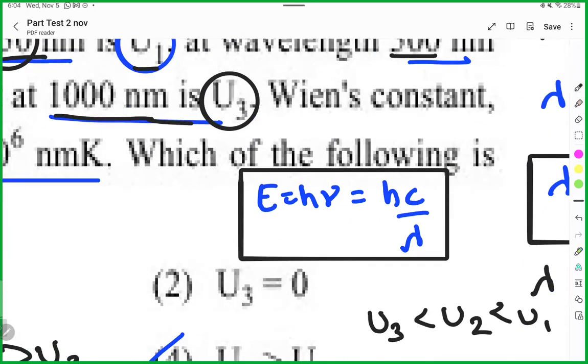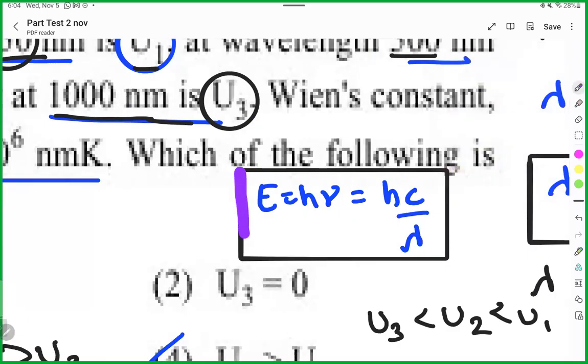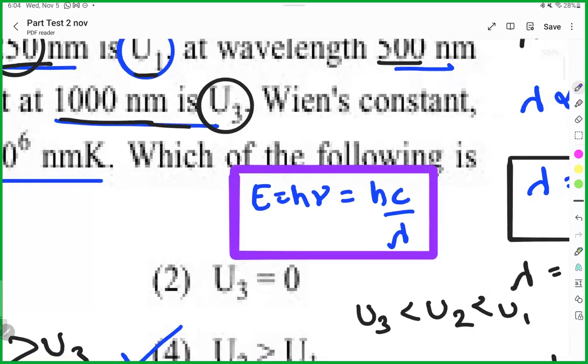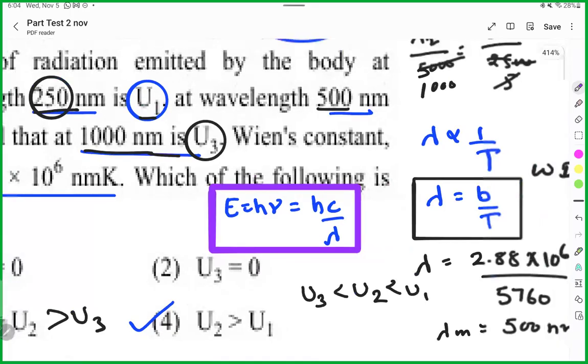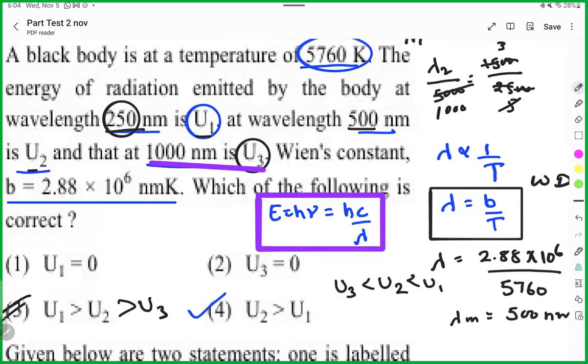Tell me. According to this situation, E is inversely proportional to lambda. Yes or no? Yes. So if you increase wavelength, energy will reduce. So wavelength is maximum in the third situation, 1000. Energy will be minimum. Wavelength is minimum in the first situation, energy will be maximum. Any doubt?